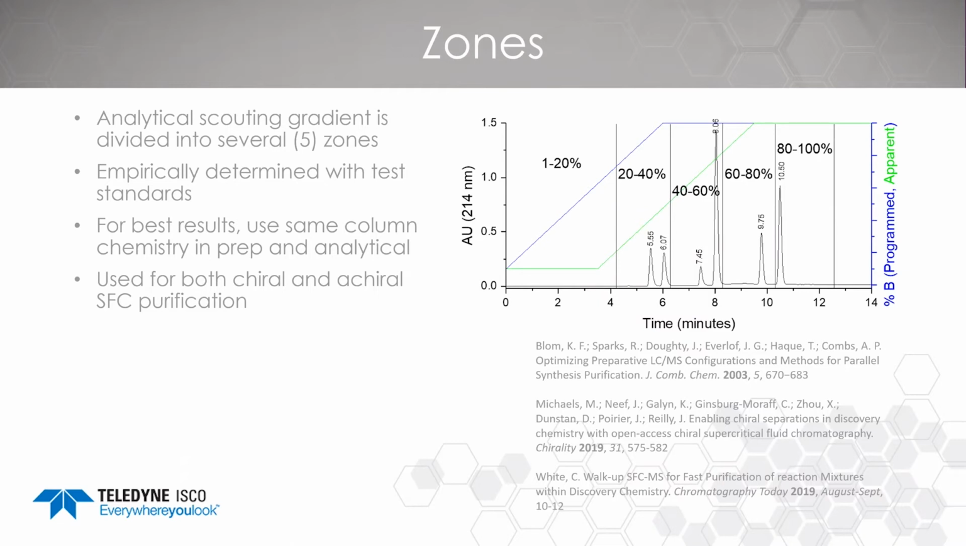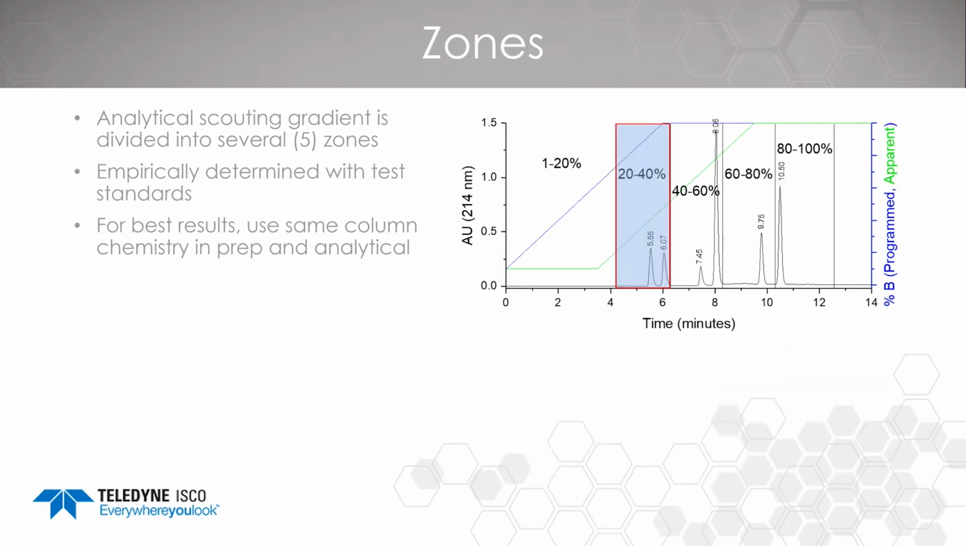Compound-specific method optimization divides the scouting run into different zones. Many users have a chart like this near their prep system. Someone had to spend time putting this chart together. Although originally created for preparative HPLC, as shown in the first reference, it has been adapted for SFC as described in the other two references shown on this slide. Each zone in this chart represents a different method on the preparative SFC system.